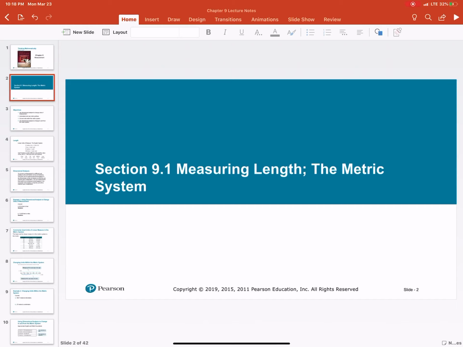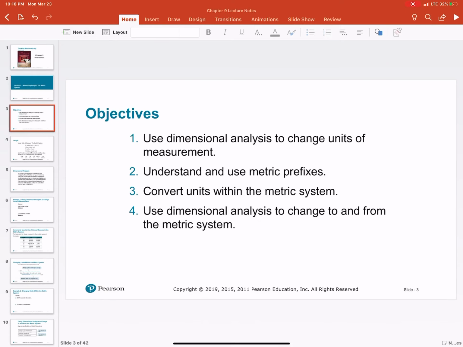When we talk about measuring length in the metric system, we'll be talking about meters, and we'll be talking about the English system, which is going to be feet, and different things like that. So, our objectives today are to use dimensional analysis to change units of measurement, understand the use of metric prefixes, convert units within the metric system, and use dimensional analysis to change to and from the metric system.